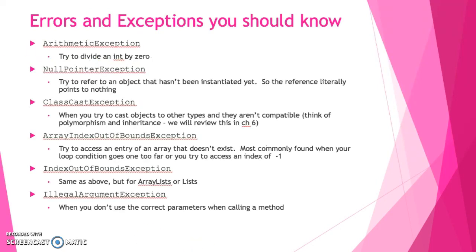Last but not least, we have these different errors and exceptions that you should know. There are tons of exceptions that we'll encounter in our Java coding. These are the ones that they expect you to know on the AP test. Most commonly we see the NullPointerException, and this happens when we try to refer to an object that we have not instantiated yet. So the reference literally points to nothing.